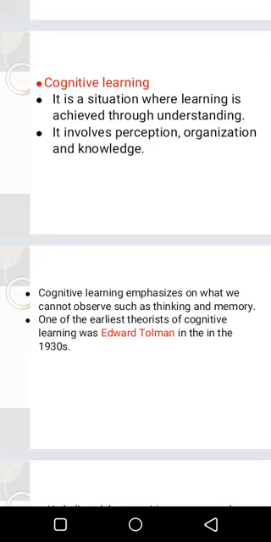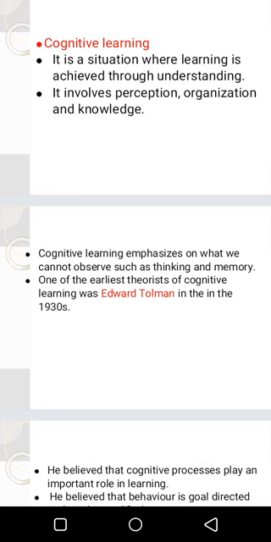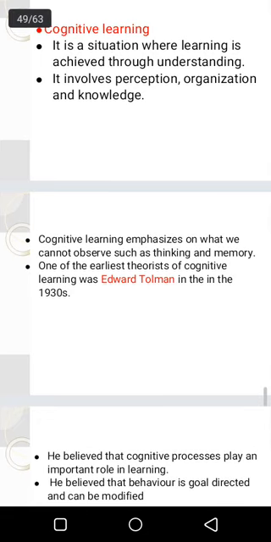So we come to our third objective, which is no other than cognitive learning. Cognitive learning is a situation where learning is achieved through understanding. It involves perception, organization, and knowledge. Cognitive comes from the word mind or knowledge. So cognitive learning involves the mind to learn. Cognitive learning emphasizes what we cannot observe, such as thinking and memory.